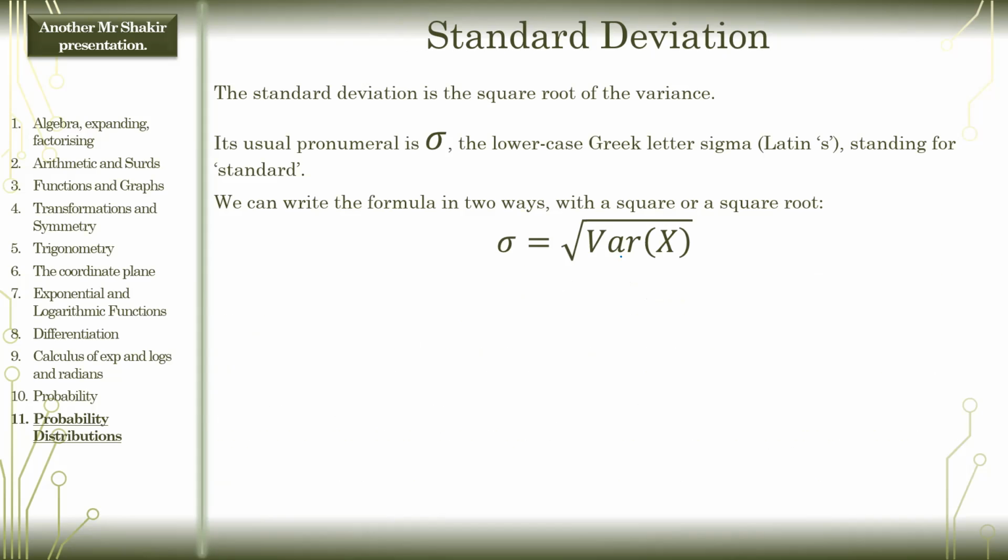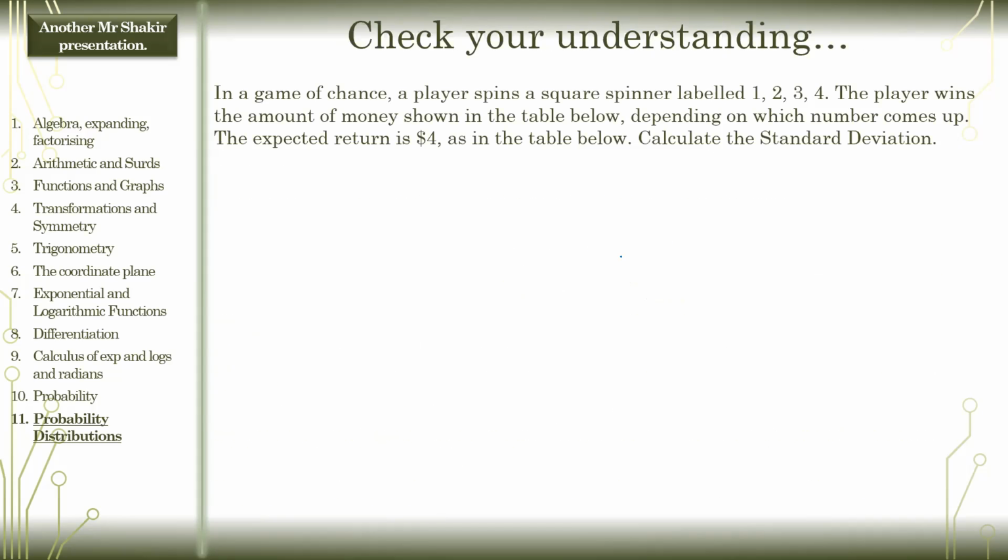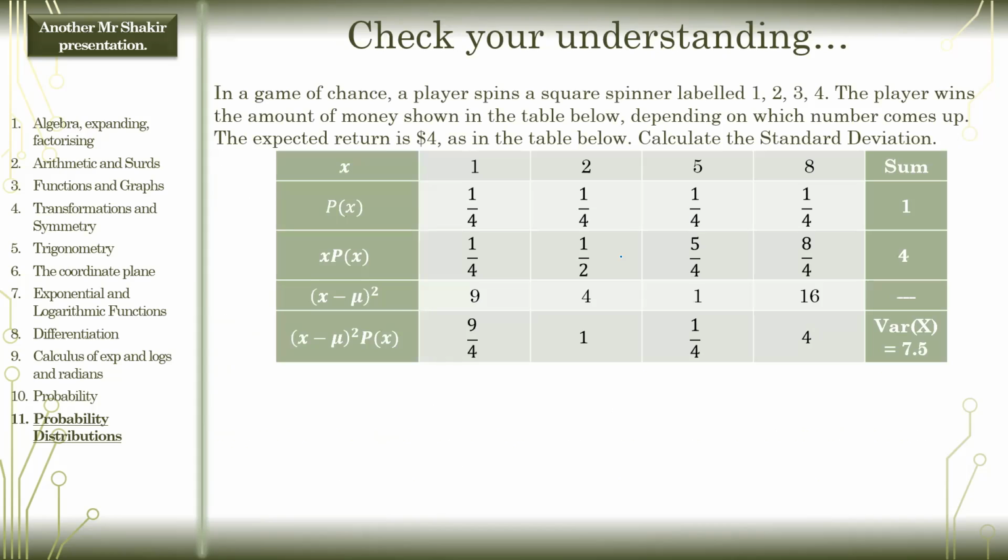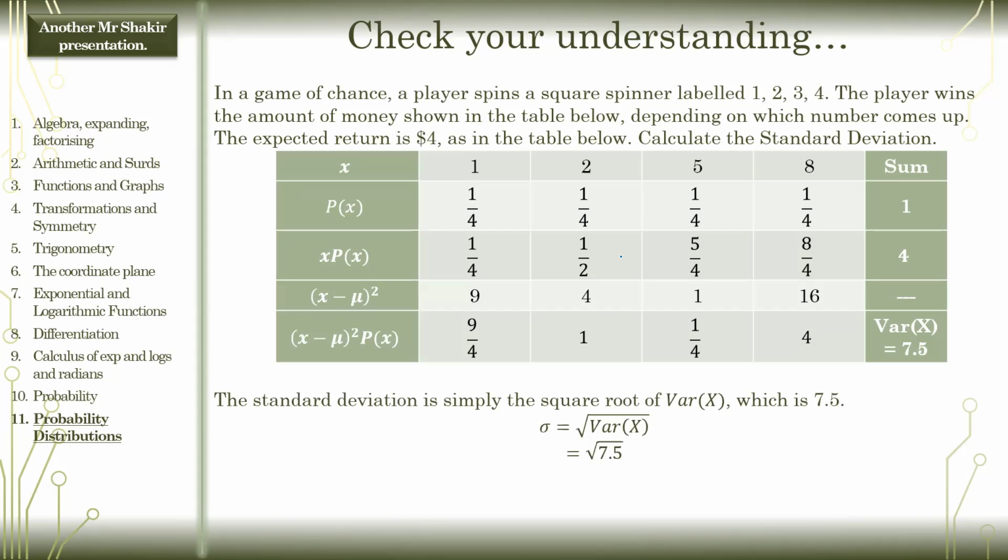Moving on. So for example, the game of chance, a player spins a square spinner. Same question as before. We found the variance of 7.5. What is the standard deviation? So you square root 7.5, and you get the square root of 7.5, which is 2.74. That's pretty much it.